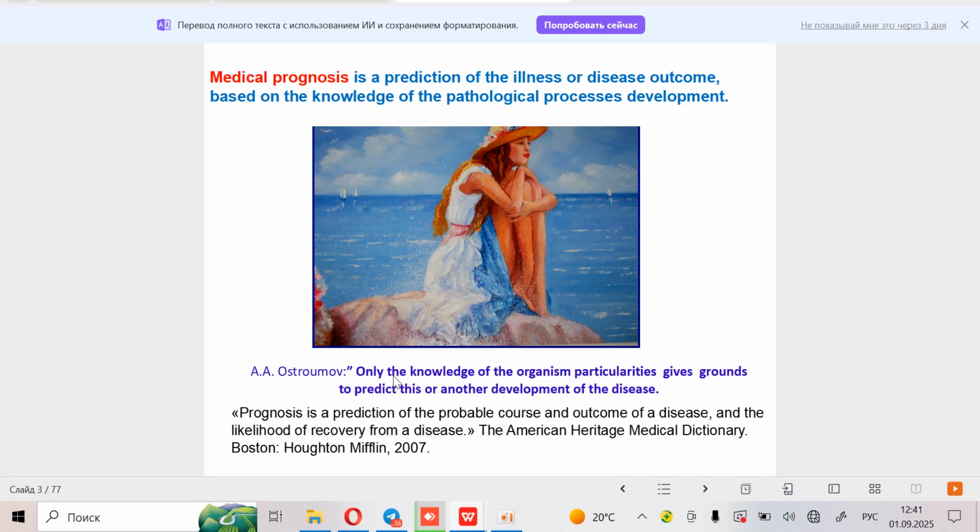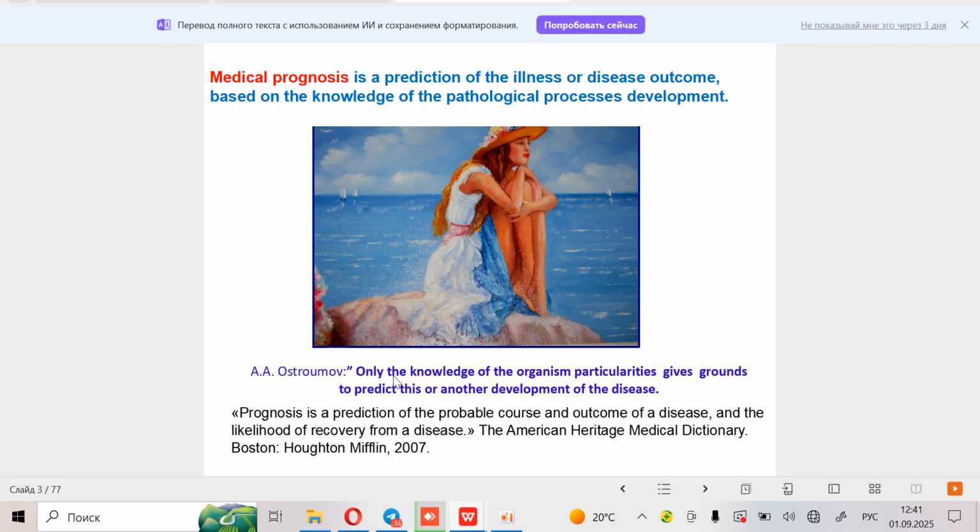What is the medical prognosis? Medical prognosis is a prediction of the illness or disease outcome based on knowledge of the development regularity of pathological process. Or prognosis is a prediction of the probable cause and outcome of a disease and the likelihood of recovery from a disease.